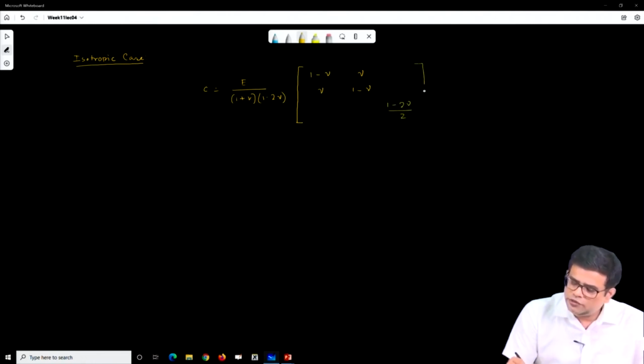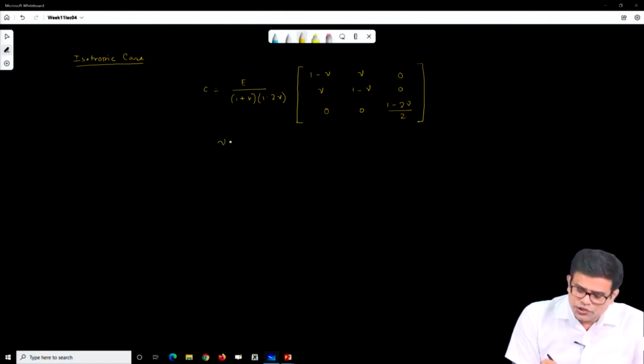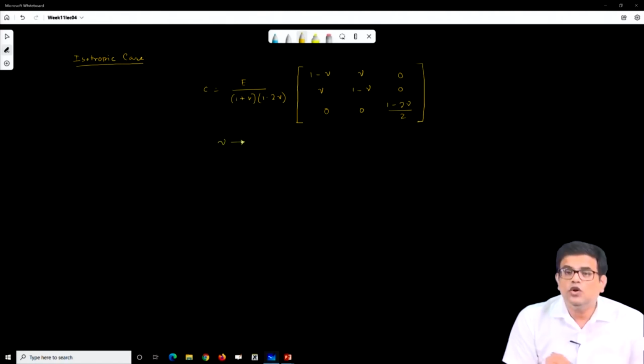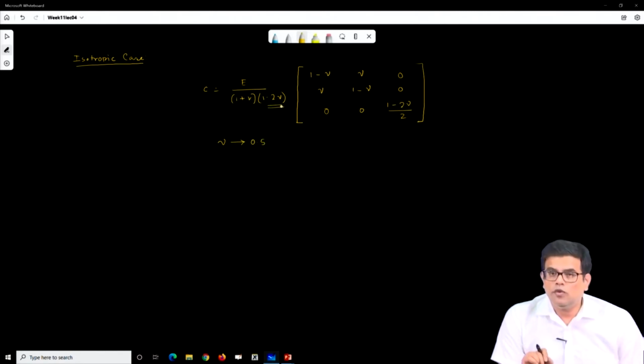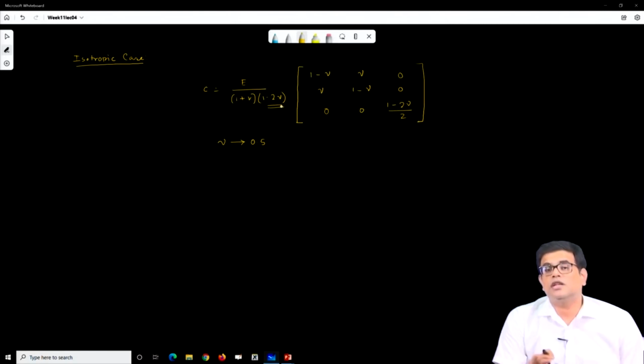If you look carefully at this constitutive equation, as Poisson's ratio mu goes to 0.5, what will happen? The quantity 1 minus 2 mu goes to 0, and then finally E by (1 plus mu) into (1 minus 2 mu) goes to infinity. That means this is a very large number.